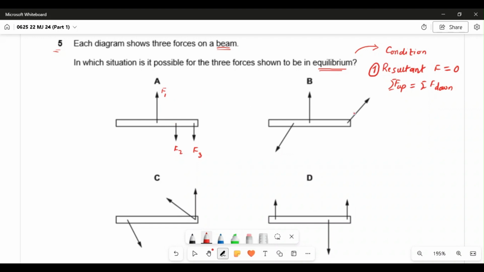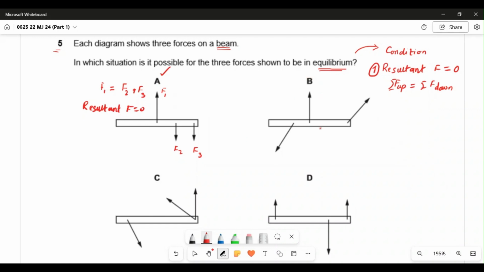So resultant force 0 means the forces upward are balanced by downward. So this one shows that F1 will be balanced by the sum of downward forces F2 and F3. So the resultant will be 0. In this case, the resultant force is 0. So this option is quite better to choose for the first condition I'm talking about.